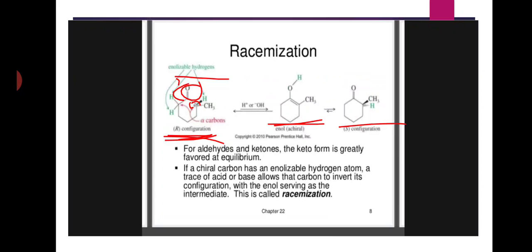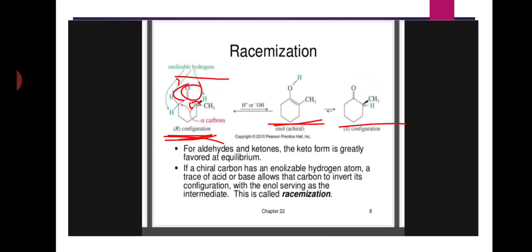Racemization. Here, first the keto form is converted to the enol form in the presence of acid or base. There is a chance to form two products here. The keto form is converted to the enol form, then that enol form is again converted to the keto form, but the first keto form is R configuration and the later keto form is S configuration, so there is a change in configuration.